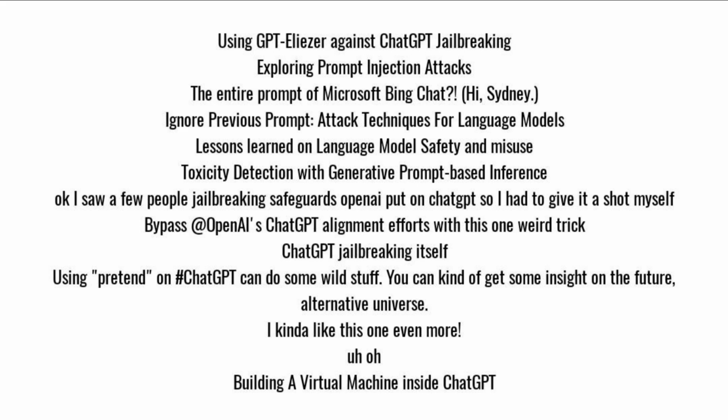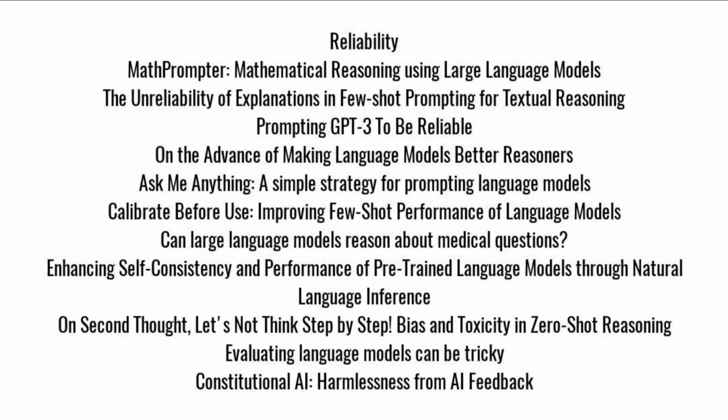Bypass OpenAI's ChatGPT alignment efforts with this one weird trick. ChatGPT jailbreaking itself. Using pretend on ChatGPT can do some wild stuff. You can kind of get some insight on the future, alternative universe. I kinda like this one even more. Building a virtual machine inside ChatGPT. Reliability. MathPrompter, mathematical reasoning using large language models. The unreliability of explanations in few-shot prompting for textual reasoning.